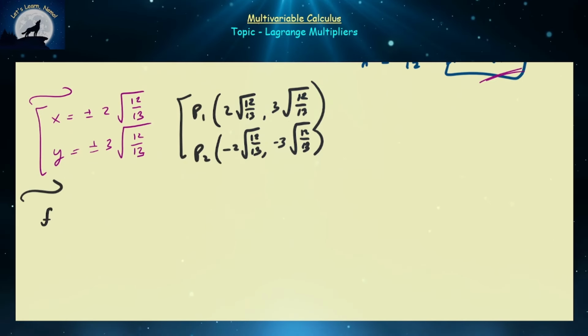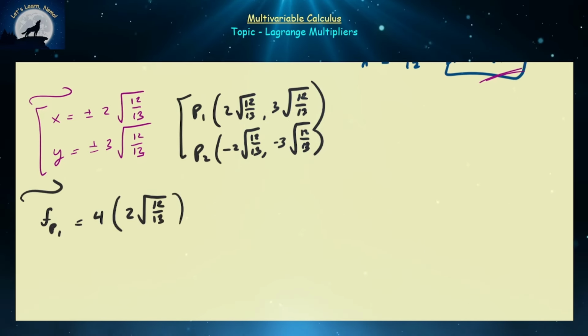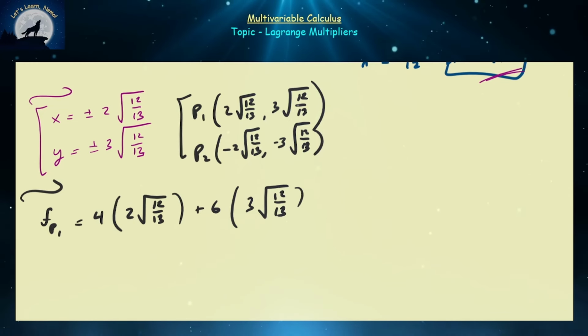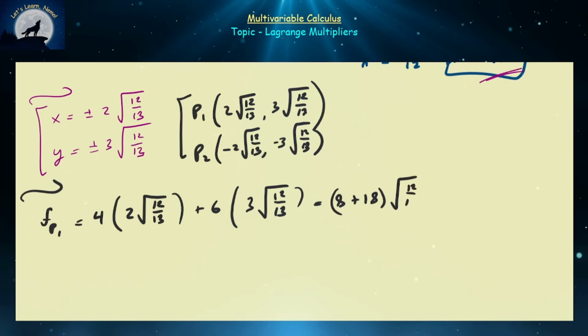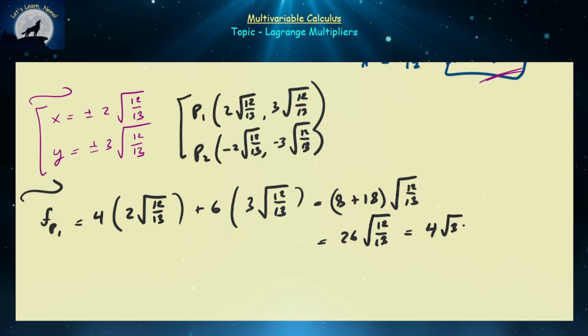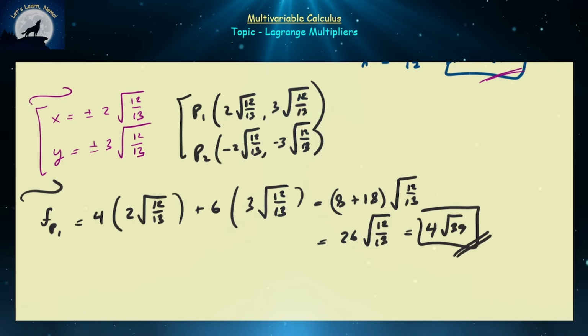So if we plug in P1 into f, we're going to have 4 times x plus 6 times y. And that's going to give us what? So notice root 12 over 13 is a common factor for both. So it's going to be equal to 8 plus 18 times root 12 over 13. And 18 plus 8 is equal to 26 root 12 over 13. And then you can simplify this if you really want to be 4 times root 39 as your nicer answer.